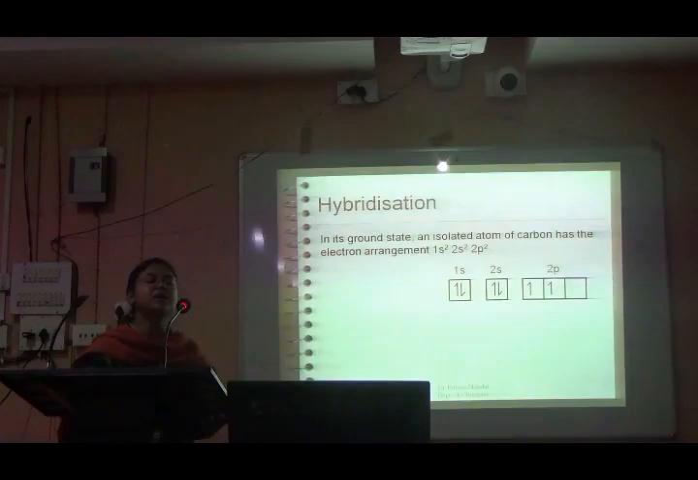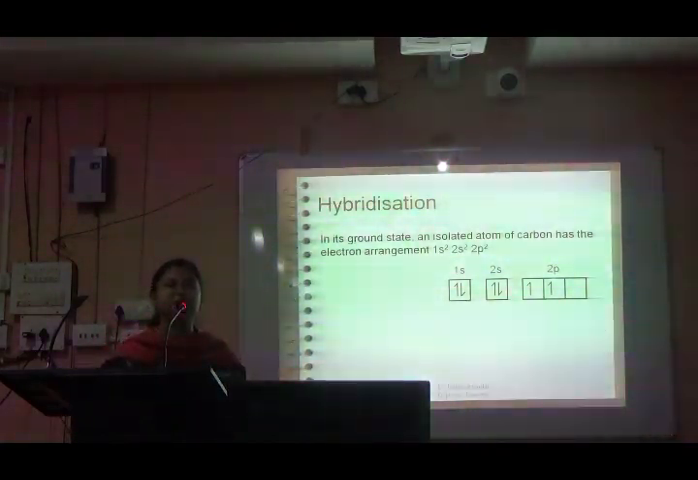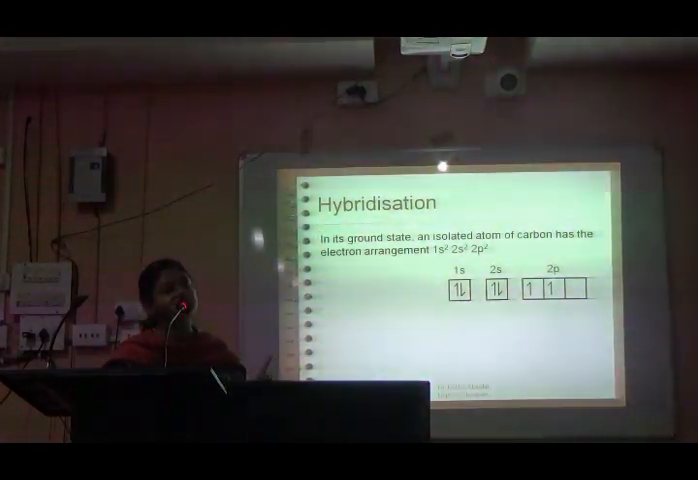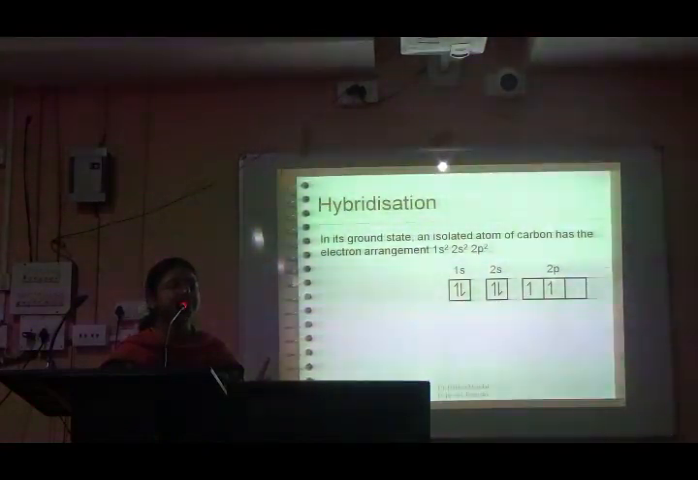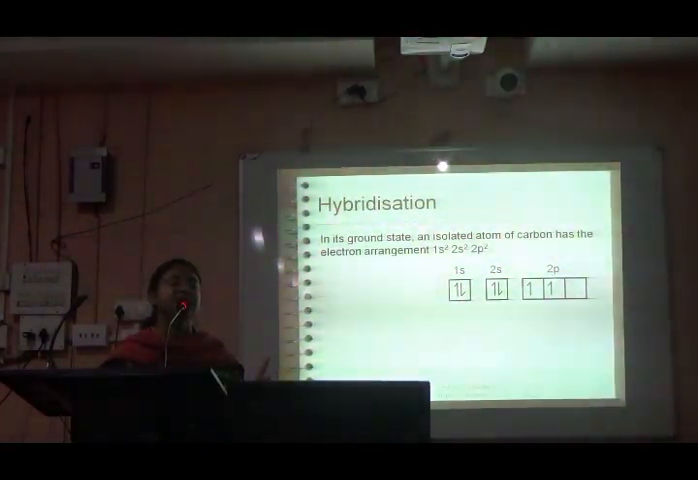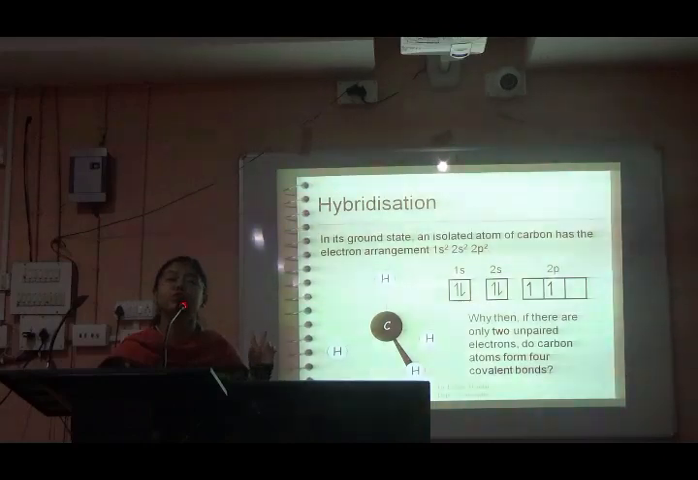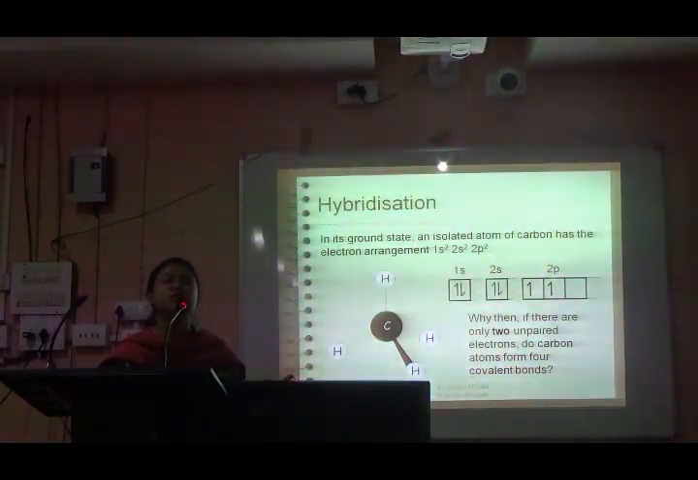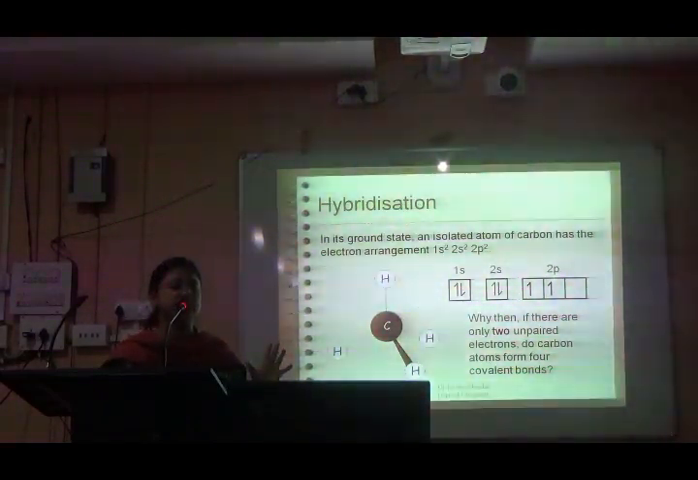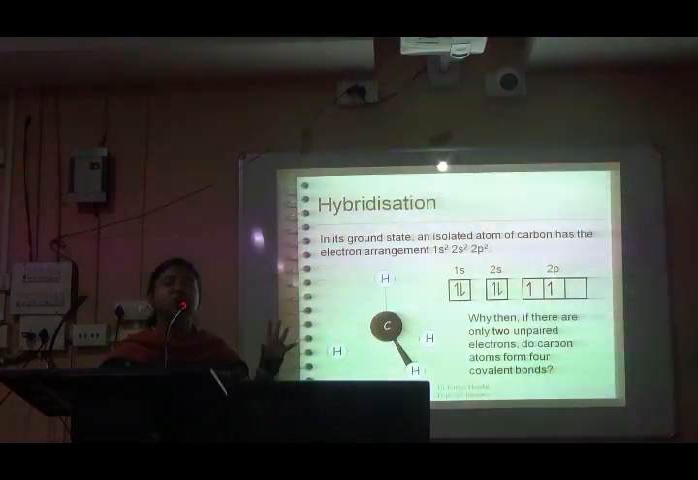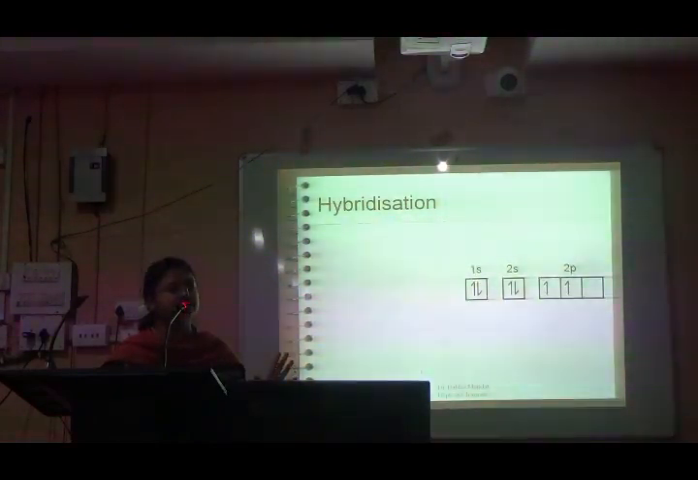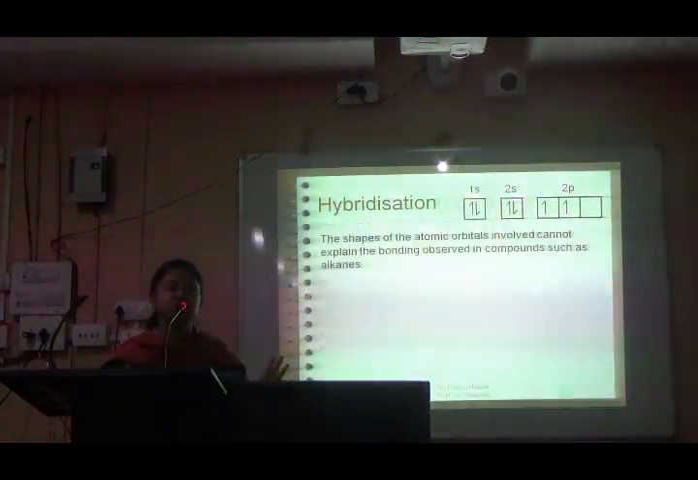We all know the ground state electronic configuration of carbon is 1s2, 2s2 and 2p2. But we also know that the valency of carbon is 4. So if there are two unpaired electrons, how come there are 4 bonds? We have to have 4 unpaired electrons to form 4 bonds. So in order to explain such anomaly in nature, the concept of hybridization had to be invoked. How does it work?